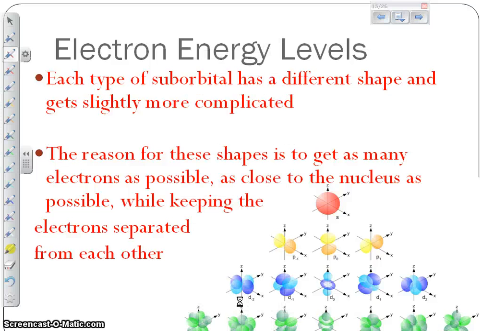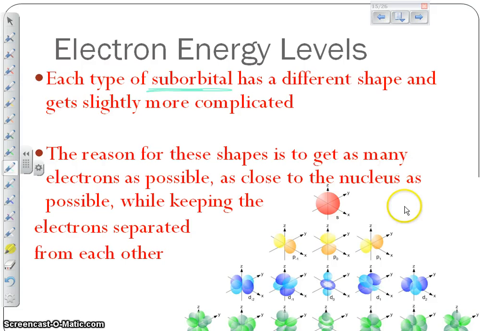But moving on, basically each different orbital has a set shape, or every suborbital has a different set shape. Okay, we're not really going to deal with the shape so much. That's something you're going to worry about later in chemistry courses. But all you really need to know is that each different shape gets slightly more and more complicated.